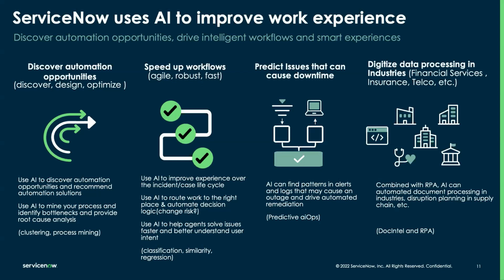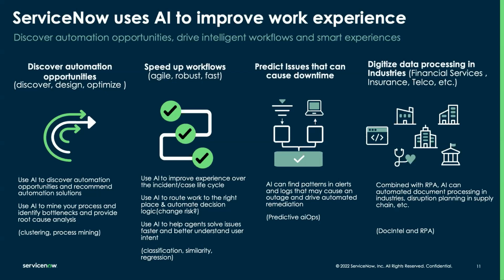The second area that we use AI to improve that experience is over your incident and case lifecycle. So things like using the AI to route work to the right place and also automate decision logic. So figuring out, like, I'm putting in a change request, and based on all these different features, is it a change risk? We also use the AI here to help your agents solve their issues faster. And so I put on the bottom some of the different frameworks that we use to accomplish that. Classification, similarity, regression are a few.